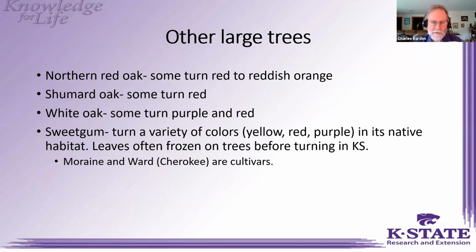Okay, other large trees that color up nicely in the fall. One is northern red oak. It's called red oak because it turns red to reddish orange in the fall, but not consistently. It depends on where that tree came from. Is it a northern red oak from Arkansas or is it northern red oak from Michigan? The northern ones will tend to color up earlier. Shumard oak is very much like northern red oak, and again, some of those turn red.